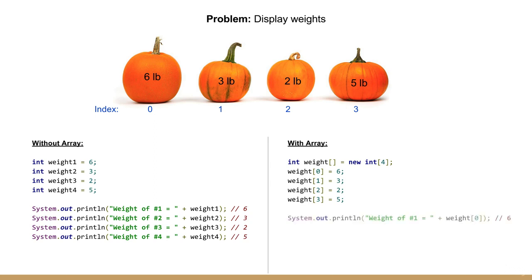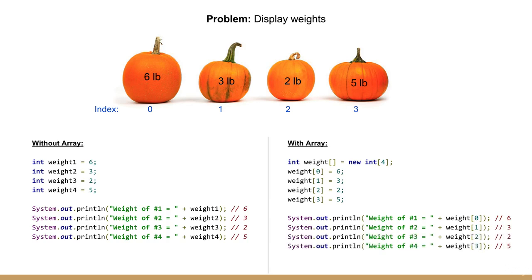Now if I want to see the weight of first pumpkin, I will find it by accessing index 0 of the array. For second weight, it is in index 1, and so on. Now pause the video and observe the difference between two codes.